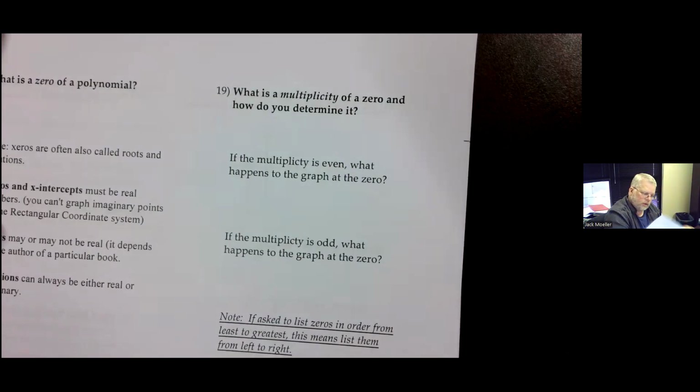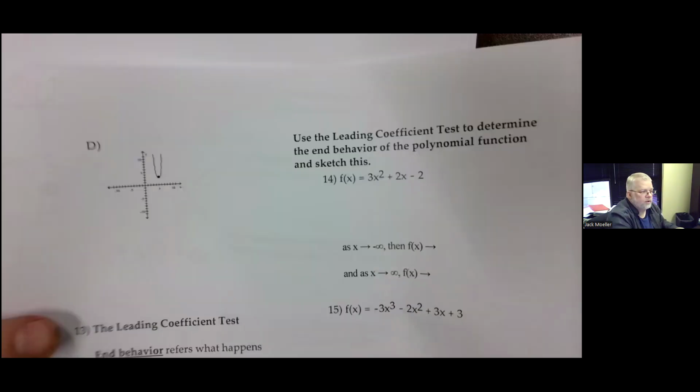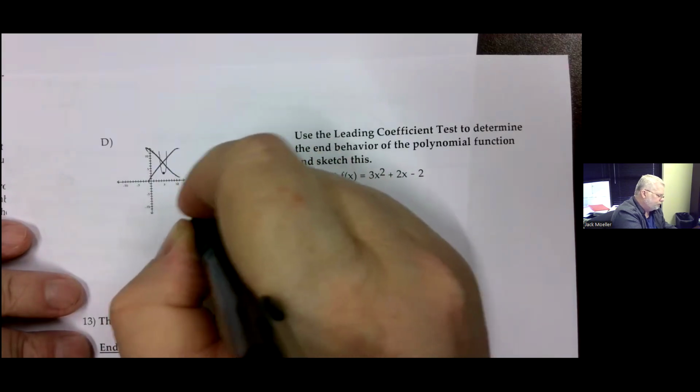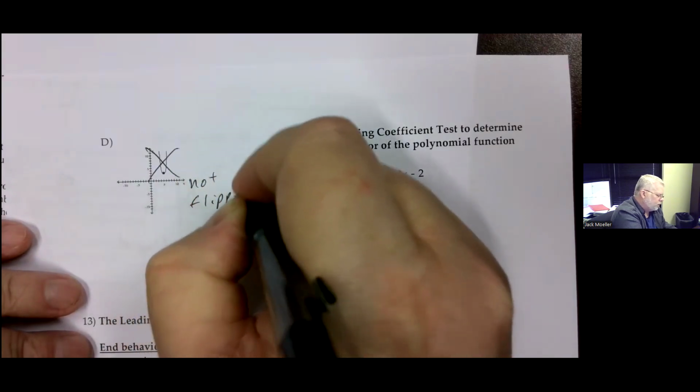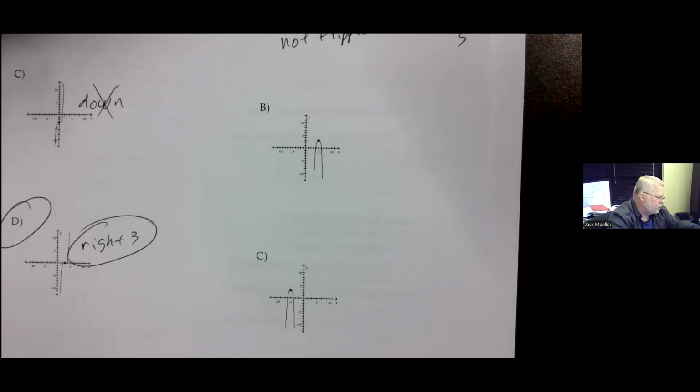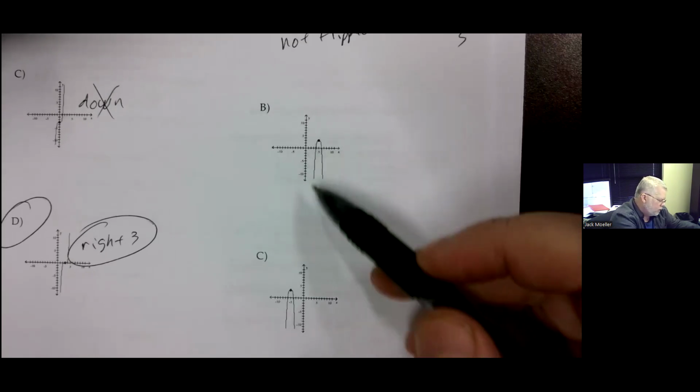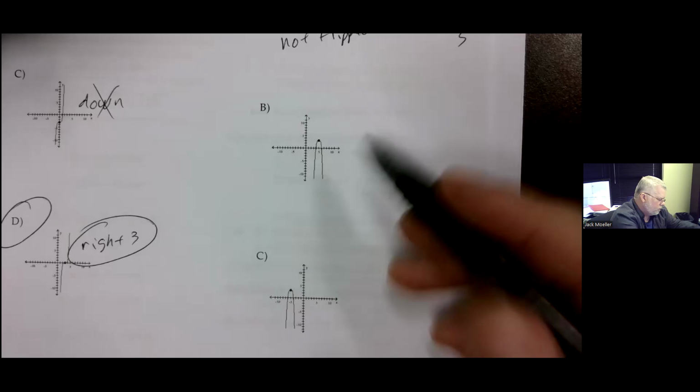And where is D? If you look at D on the next page, it also can't be that because it's not flipped. We need a downward parabola. All right, so now we've got it narrowed down to B and C. Which one of those has been moved up 3? Well, they both have been moved up 3.